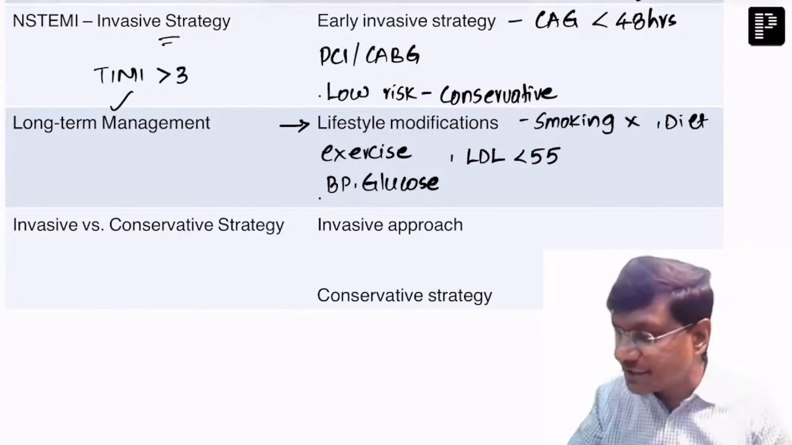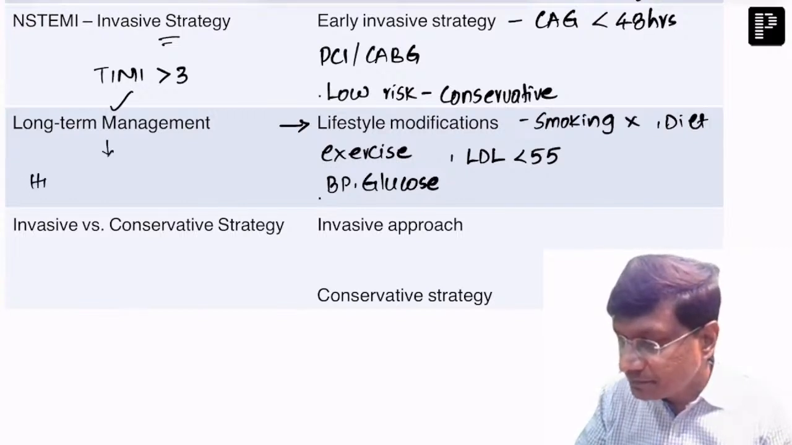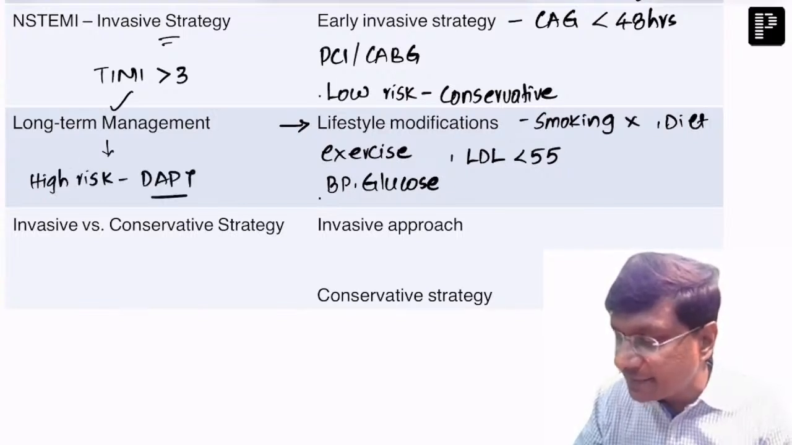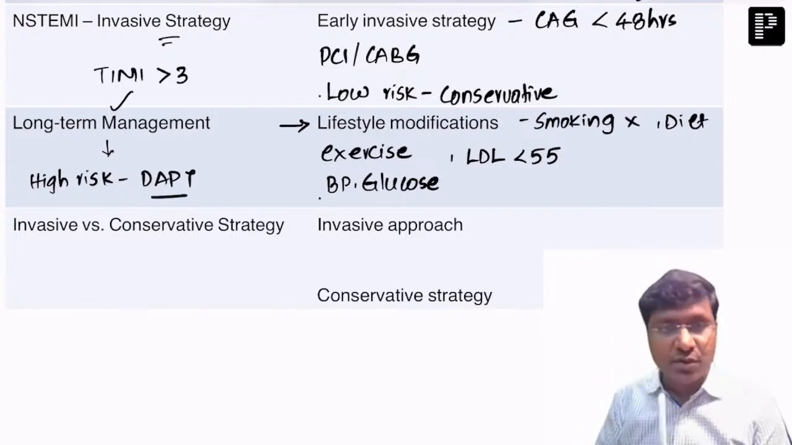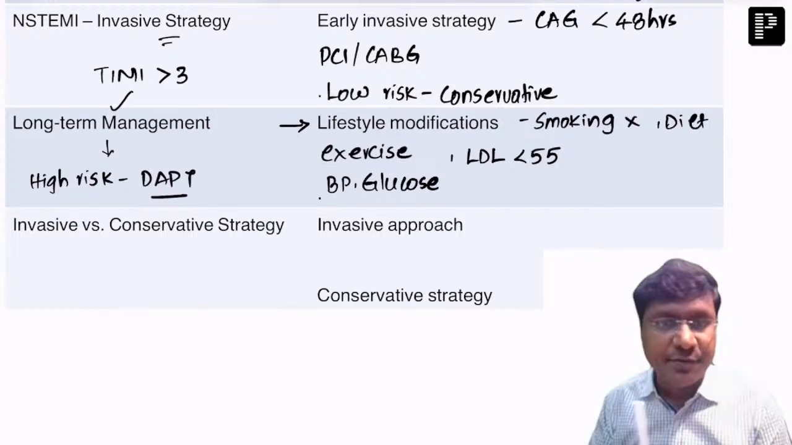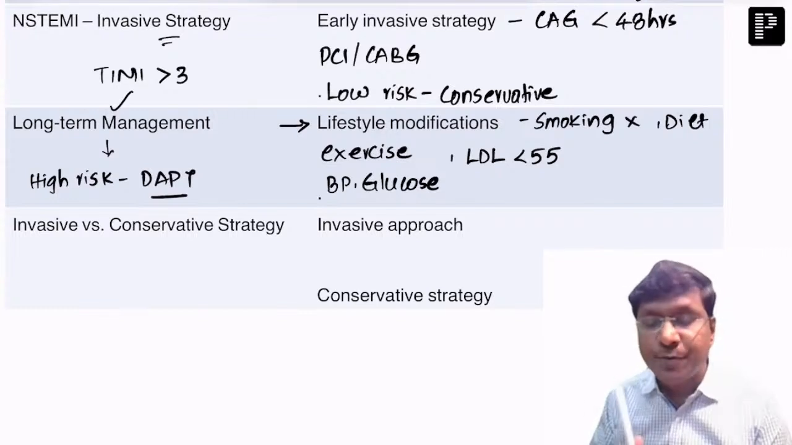And in high-risk patients, they will be requiring prolonged dual antiplatelet therapy. Now, what will be this dual antiplatelet therapy? That includes the clopidogrel, and the next important is the aspirin. So prolonged DAPT is required in high-risk cases.